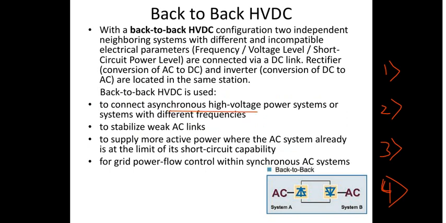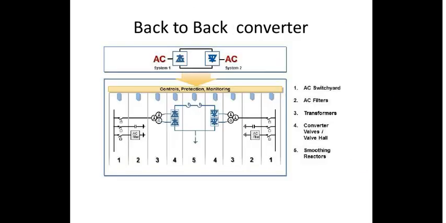Now let us see how exactly this back-to-back system looks. You can see it is very similar to what we have seen in our earlier system, but the only thing is that everything is located in a single yard, right? So you have the AC switch yard, then the AC filters, number 2, the transformers, then the converters or valves in the valve hall, because it's a big system. Then comes the actual part of the scheme, the fifth one, right?